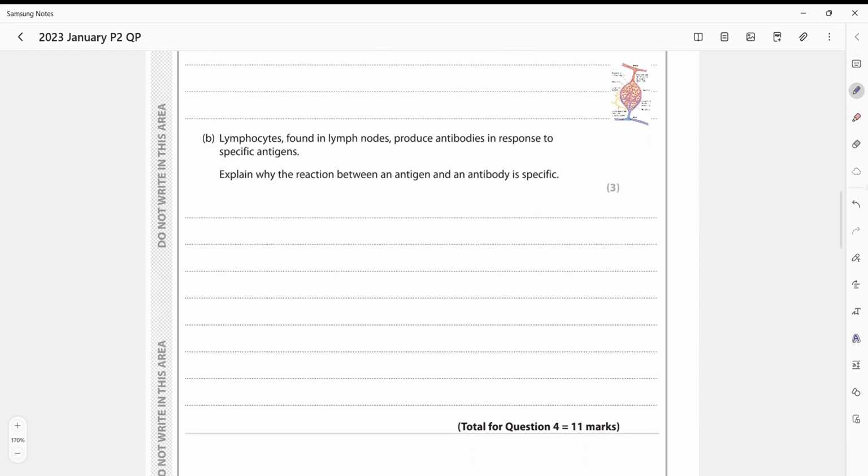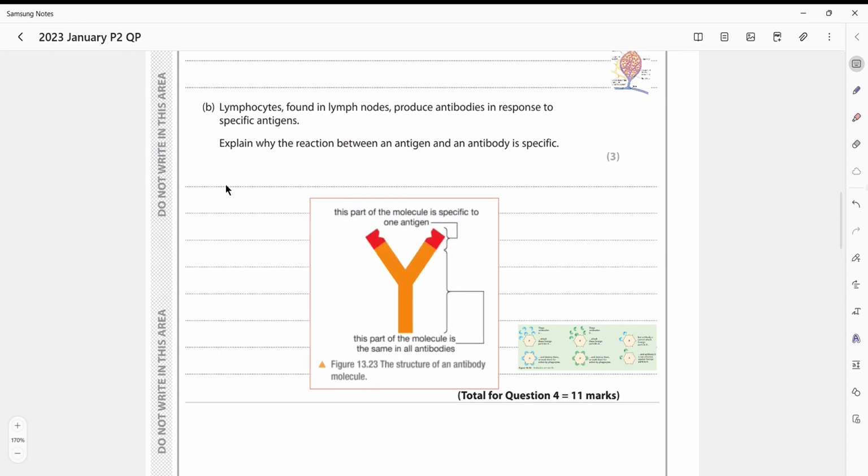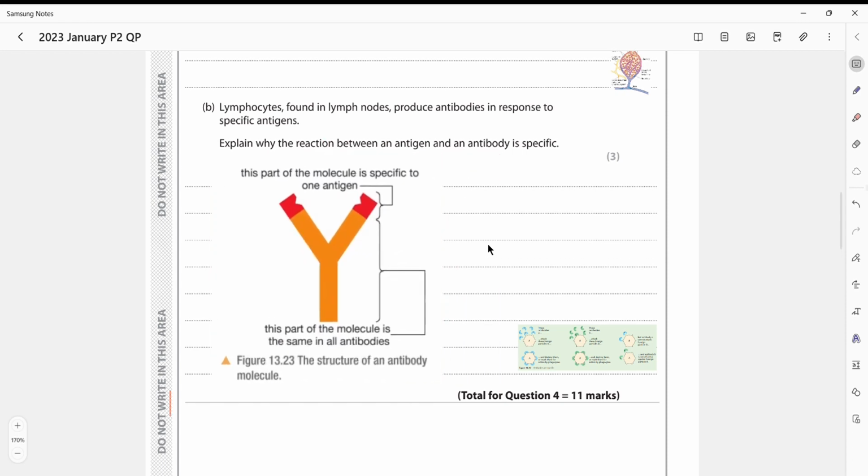Okay, and then part B. Lymphocytes are found in lymph nodes. Lymphocytes found in lymph nodes produce antibodies in response to specific antigens. Explain why the reaction between an antigen and an antibody is specific. If you guys recall, antibodies are produced by lymphocytes, and they would specifically target and bind to antigens that are found on the pathogen. So I've included 2 diagrams here, but we're going to look at this one first.